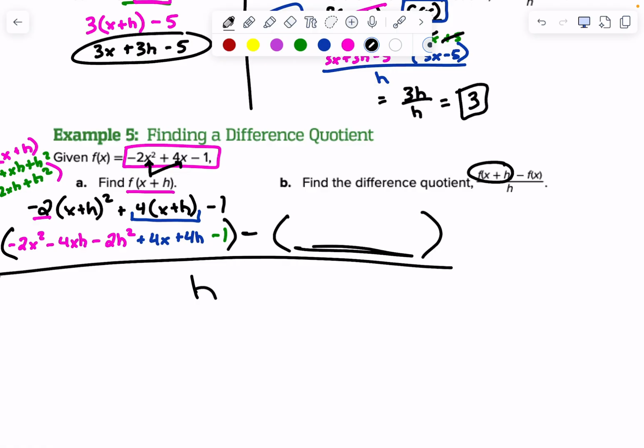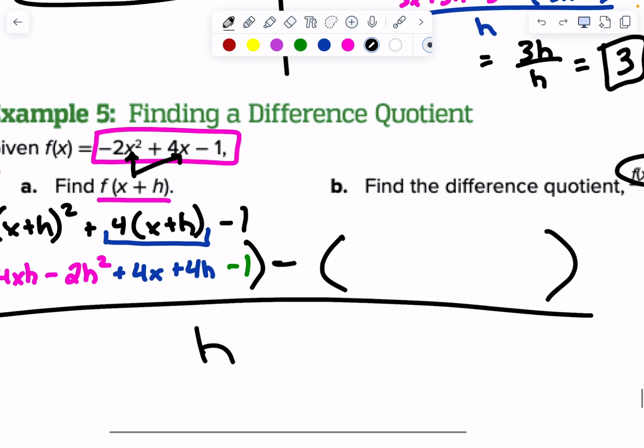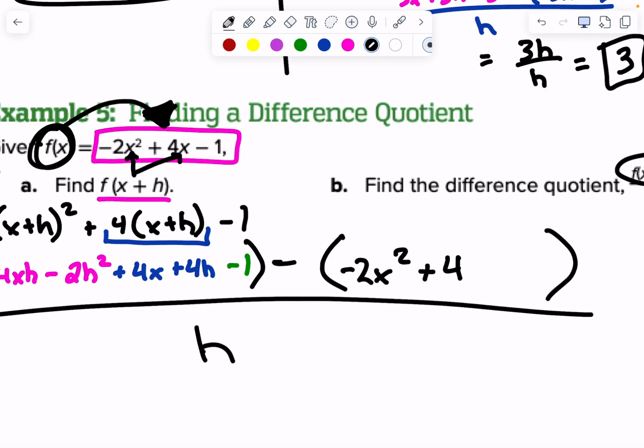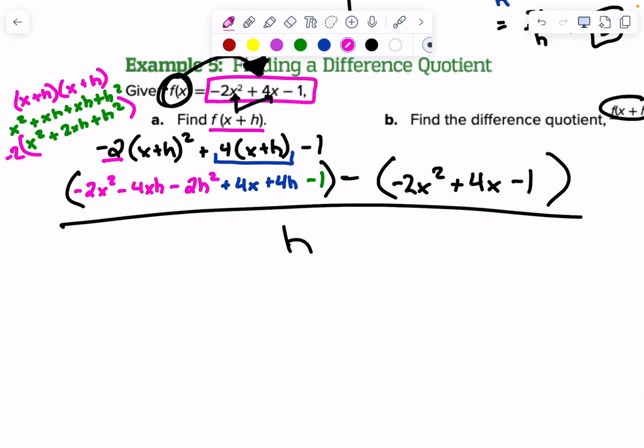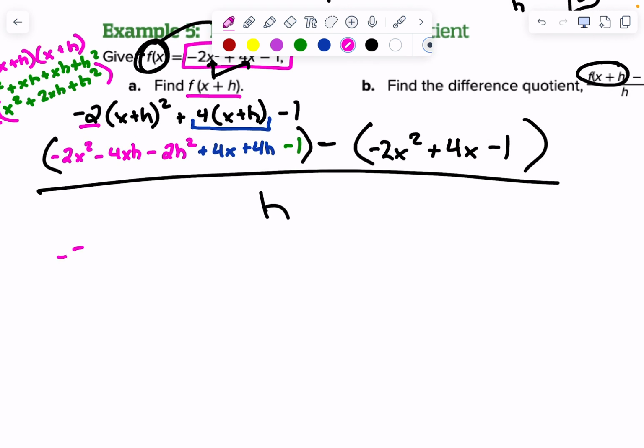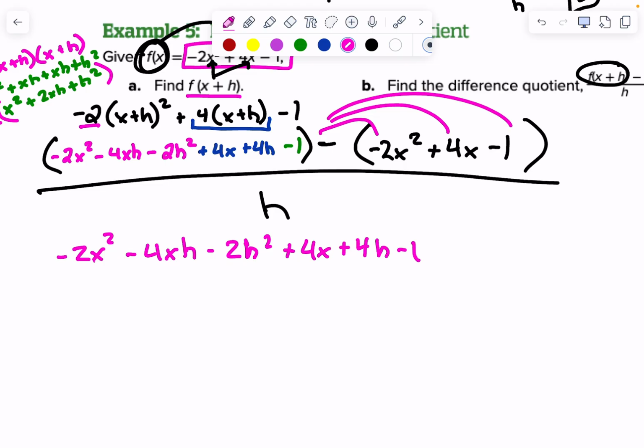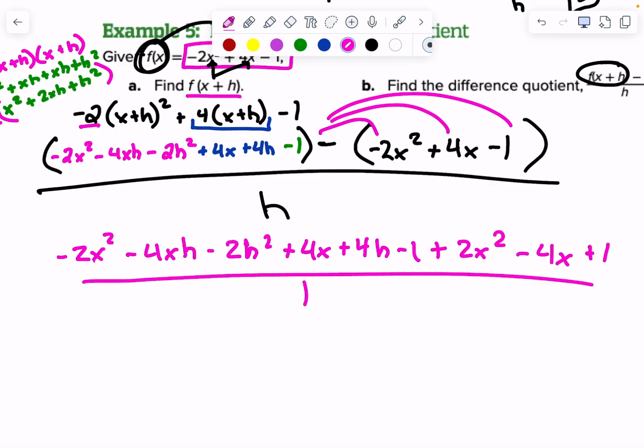What is f of x? What goes in this blank right here? F of x is equal to this guy: negative 2x squared plus 4x minus 1. That's what f of x is. So on the top, we have negative 2x squared minus 4xh minus 2h squared plus 4x plus 4h minus 1. And then I'm going to distribute my negative through. So plus 2x squared minus 4x plus 1 all over h.